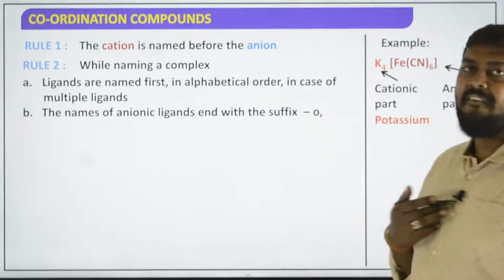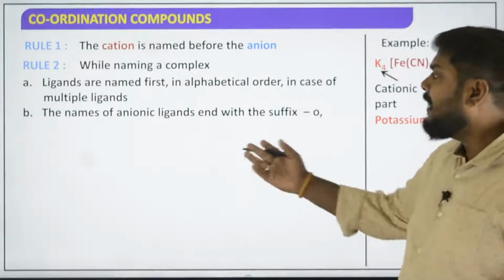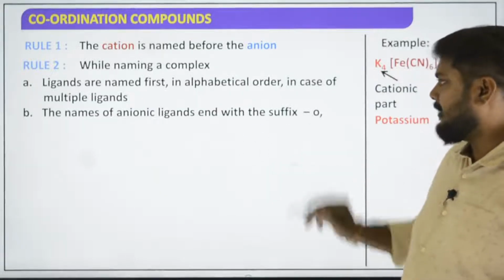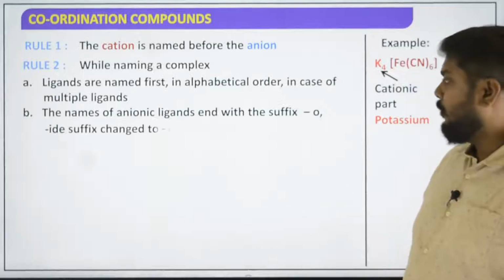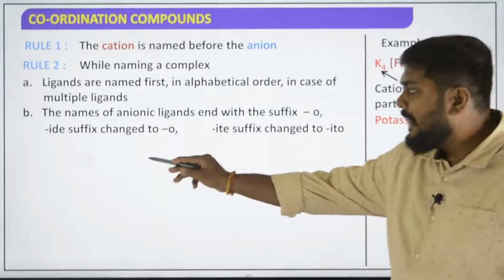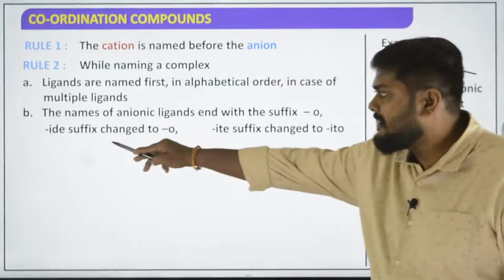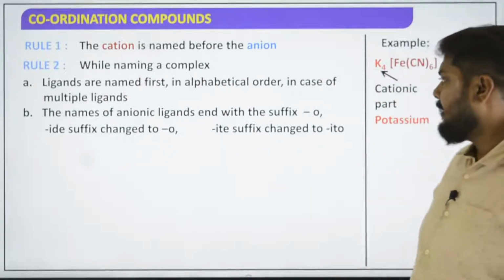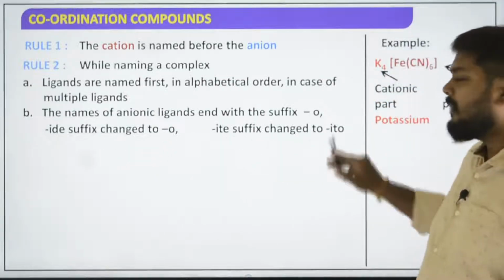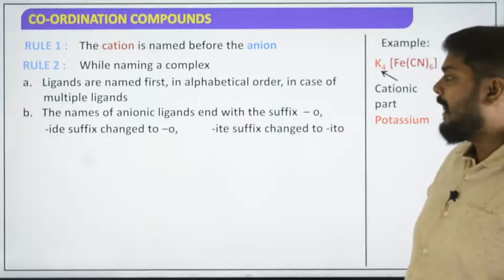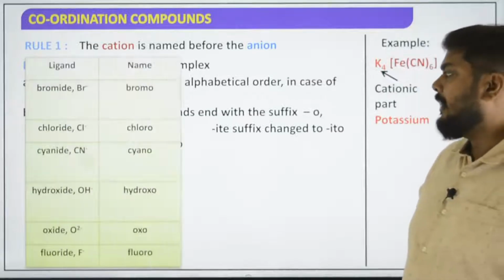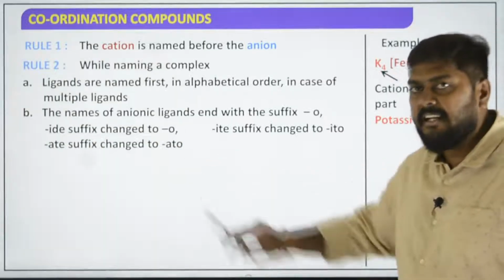So if I have anionic ligands, as I said, the name will end with O. So if it is chloride, the last E will be replaced with O, right? If it ends with ITE, that will be changed to ITO. If it ends with ATE, that will be changed to ATO, right?